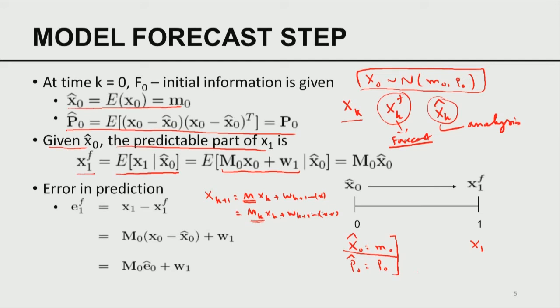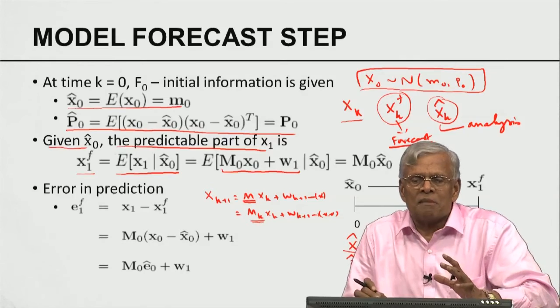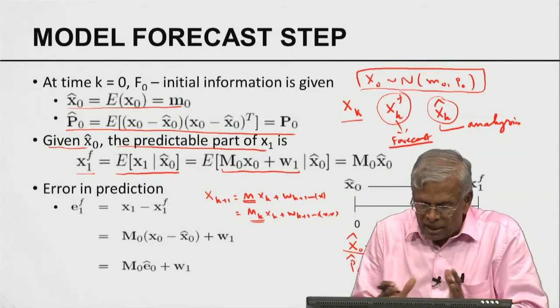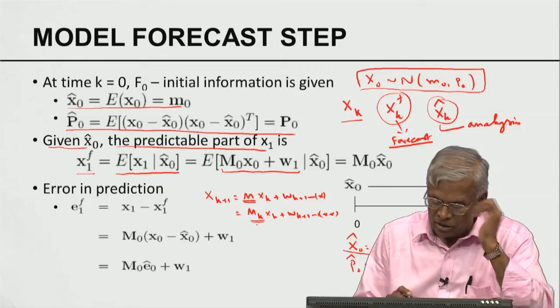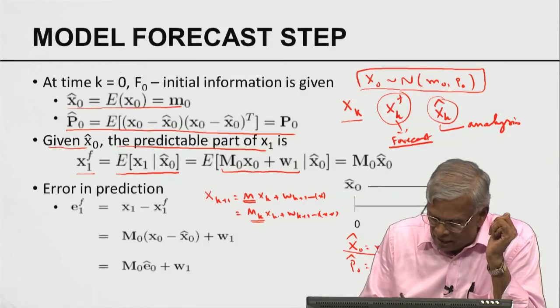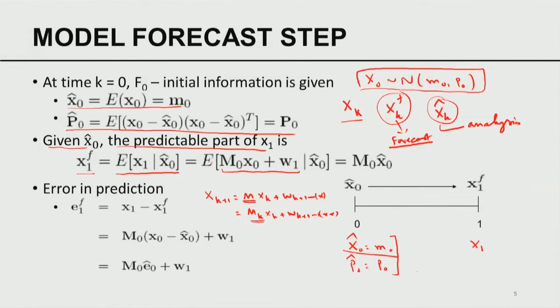So what does double star mean? I have a linear time varying model. If I can analyze the linear time varying model, for the time invariant model I simply take the k out of m. So without loss of generality, I can assume the model is time varying, therefore m0. If I am using my model to be a time varying model, x1 is equal to m0 x0 plus w1. That is the model equation.